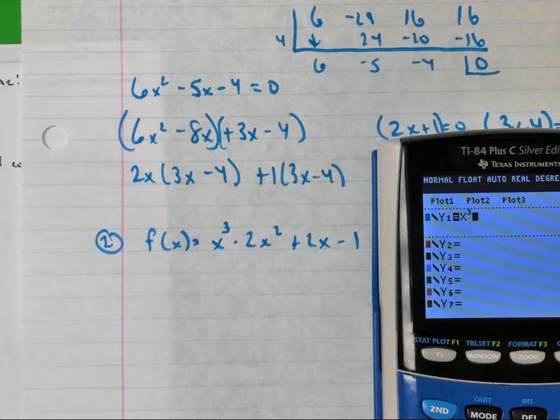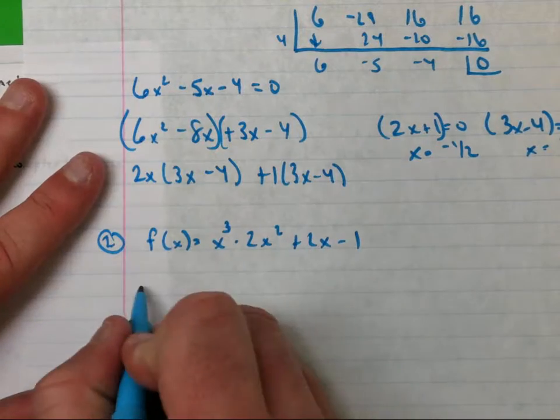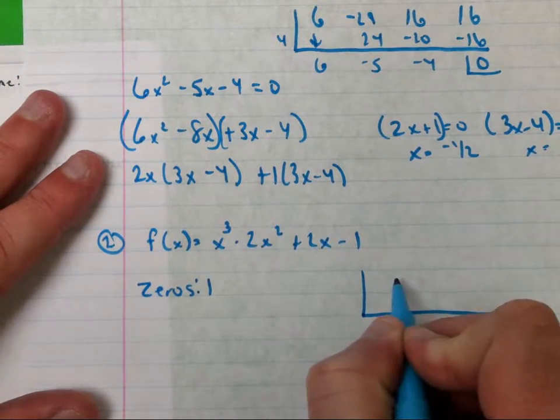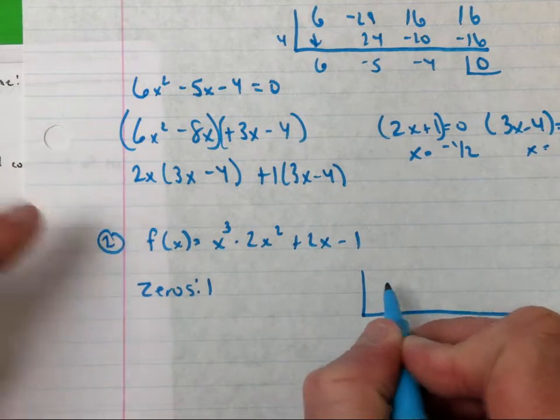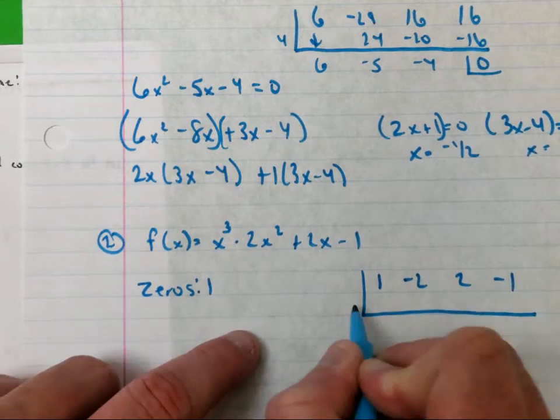X cubed minus 2x squared plus 2x minus 1. And I will graph this function. And you see that it goes to the value of 1. So I'm going to make my zero list. Start with 1. I'm going to break this cubic down to a quadratic so I could either factor it or do quadratic formula. Right, set up my synthetic division.